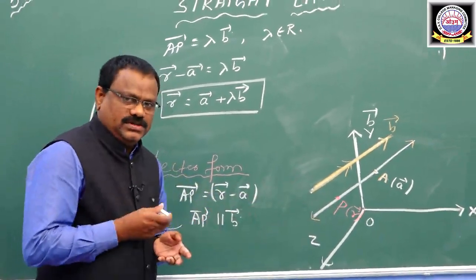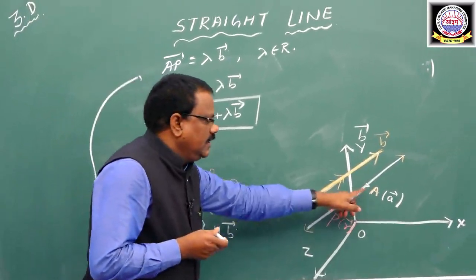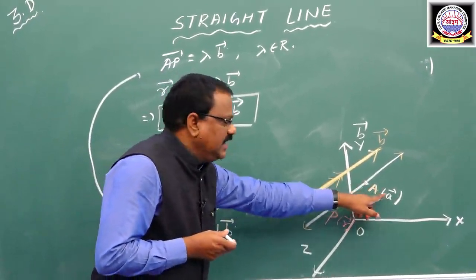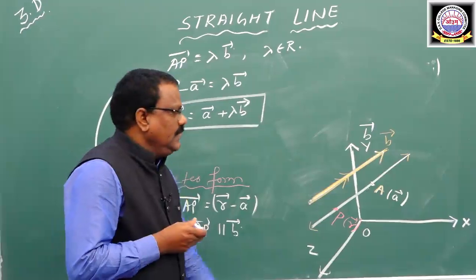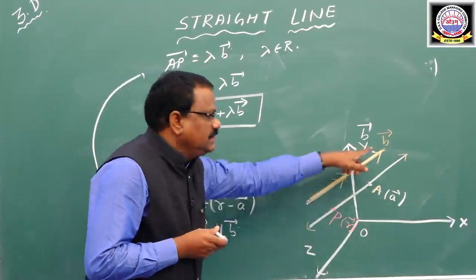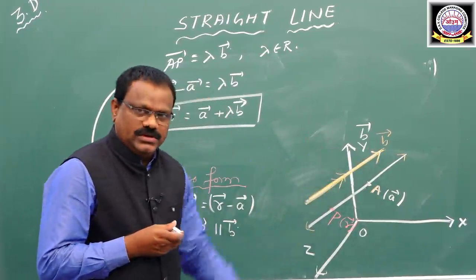What was given to us? It was given that the line is passing through a fixed point, that is A vector, and parallel to a fixed vector, that is B vector. These two things are given to us.